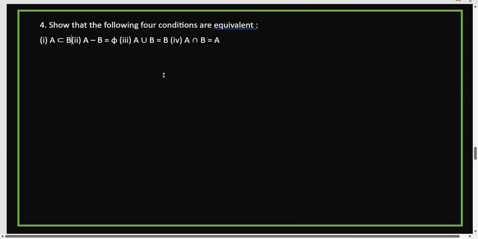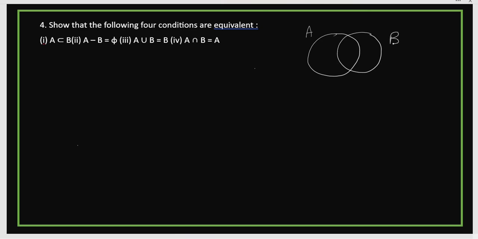This says, show that the following four conditions are equivalent. A is a subset of B, the first condition. Then A minus B is a null set, and A union B equals B, and A intersection B equals A. We'll do them one by one. We'll make the sets first. One set A and the second one B. This portion is the intersection part. This is nothing but A intersection B.